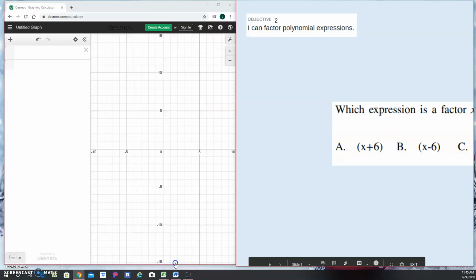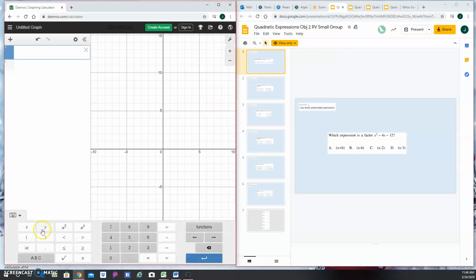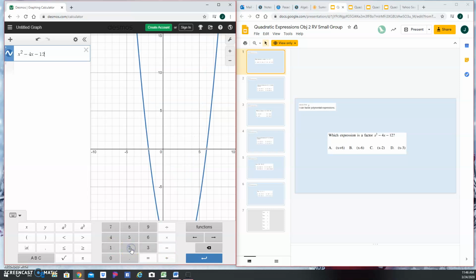So your first step is to go ahead and use your technology, the wonderful Desmos, in order to see the function. So x squared minus 4x minus 12. So x squared minus 4x minus 12 is this function right here. How would you know which one is a factor to this function? So what you're going to do is open another window and type those up.